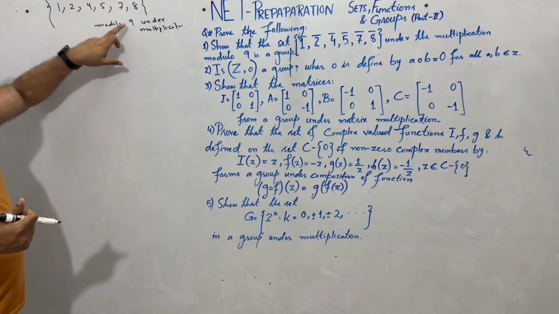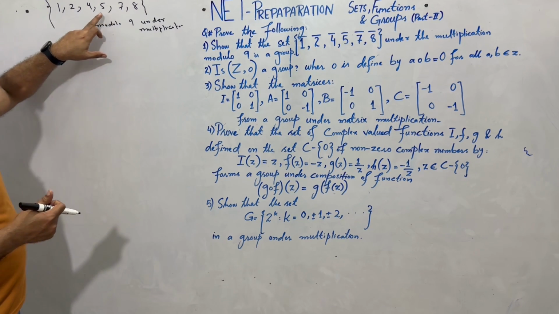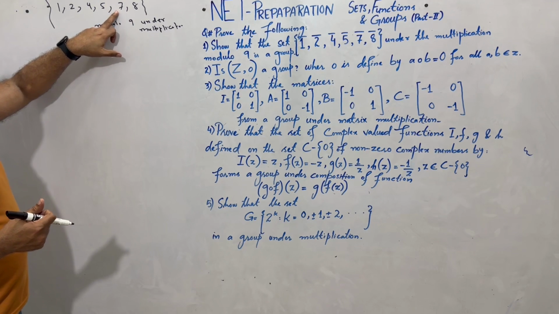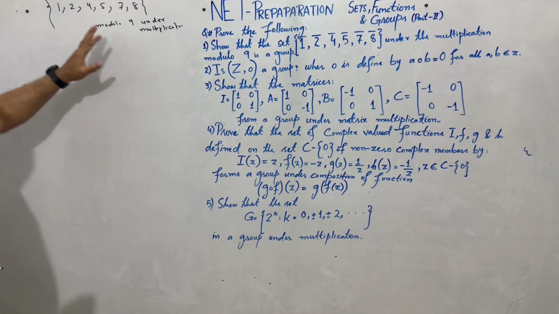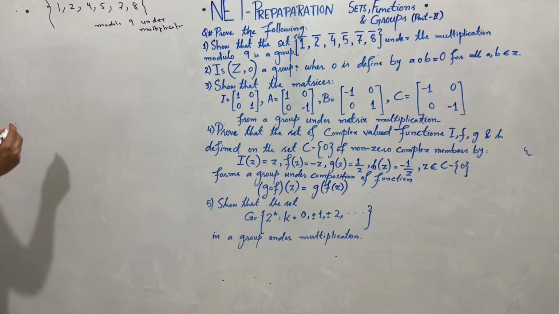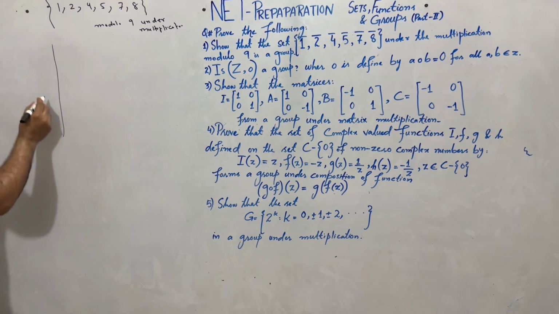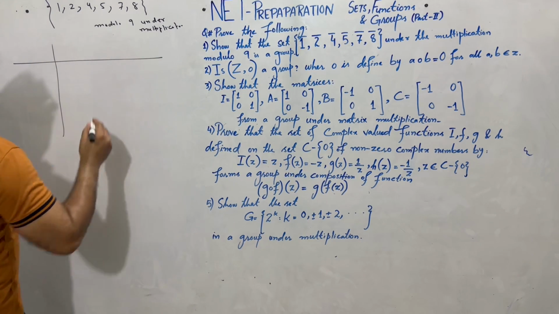9 and 2 common factor is 1. 9 and 4 common factor is 1. 9 and 5 common factor is 1. 9 and 7 common factor is 1. 9 and 8 common factor is 1. They are relatively prime to 9 and they are less than 9. That is the science behind choosing these numbers.